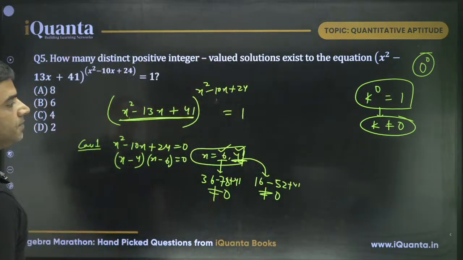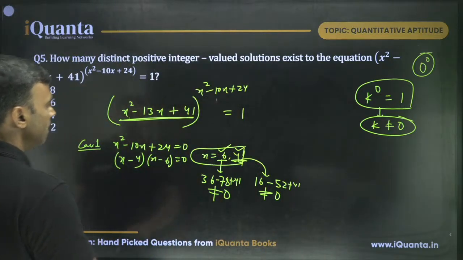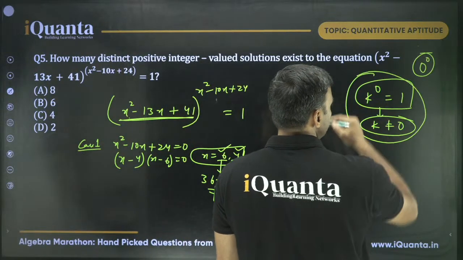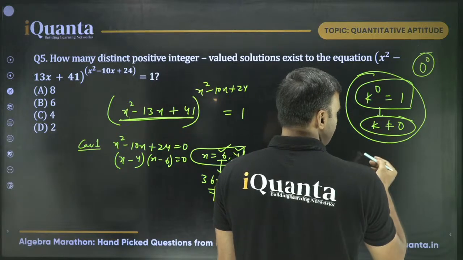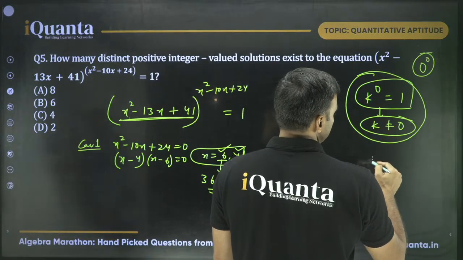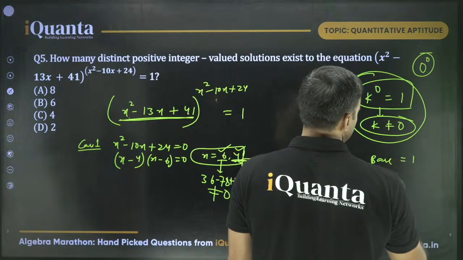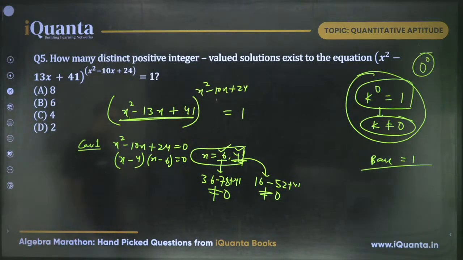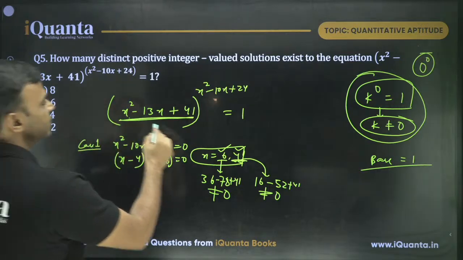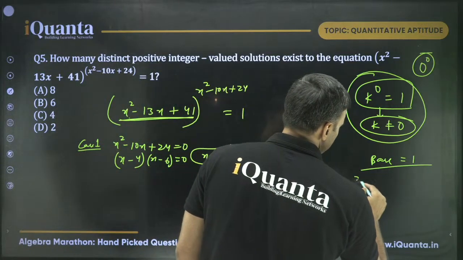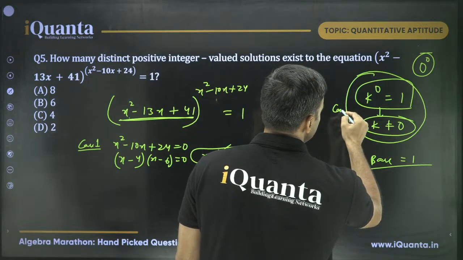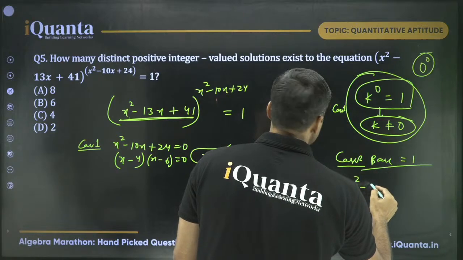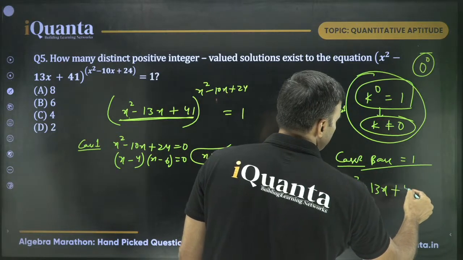Right? So two are done. Now what to do for the others? Let's see for the others. This is one case. The other case: what if the base becomes 1? Base becomes 1. K becomes equal to 1. For K equal to 1, what will we do? This is case 1. Case 2: x² − 13x + 41, that is equal to 1.